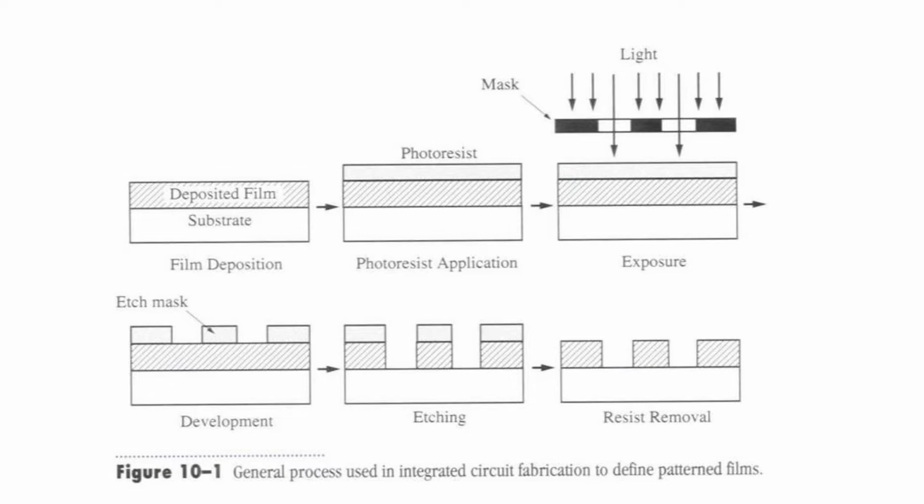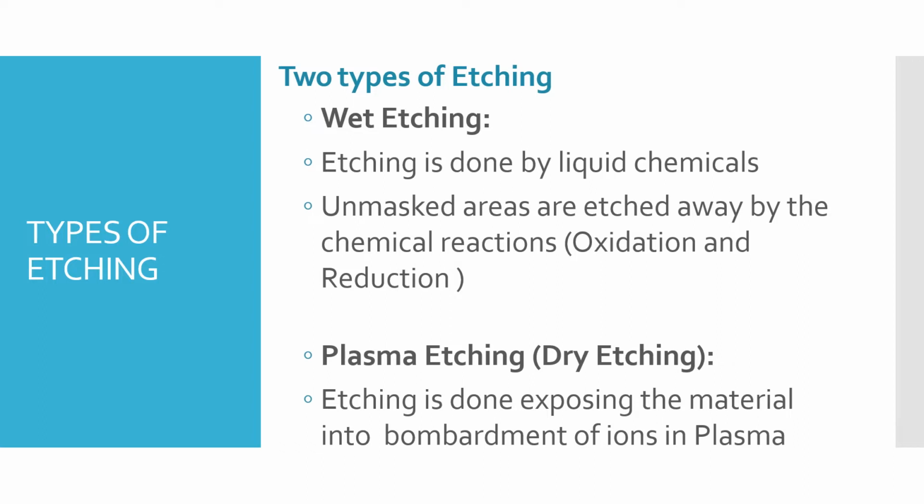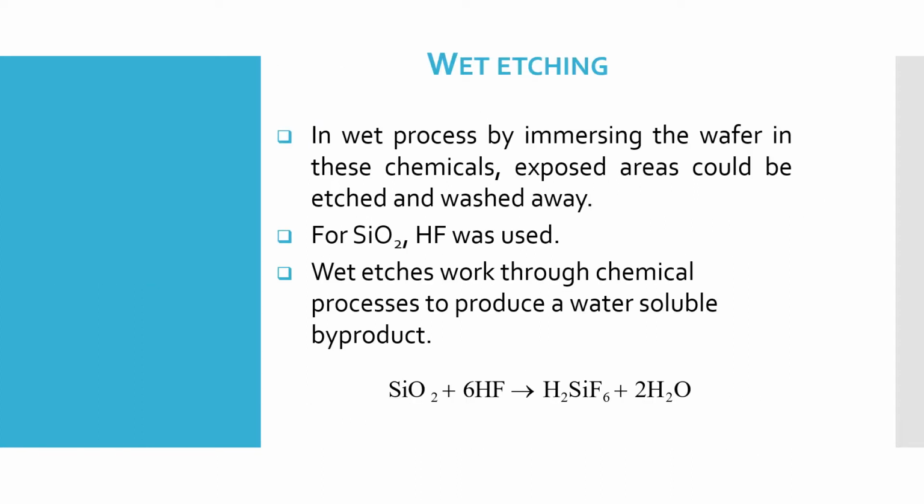The etching topic. There are two types of etching. One is wet etching, where etching is done by liquid chemical. Usually, the material used is acid. Unmasked areas are etched away by the chemical reaction through oxidation and reduction. Another one is plasma etching, or we call it dry etching, where etching is done by exposing the material to bombardment of ions in plasma. Wet etching is a simple and established etching process compared to plasma.